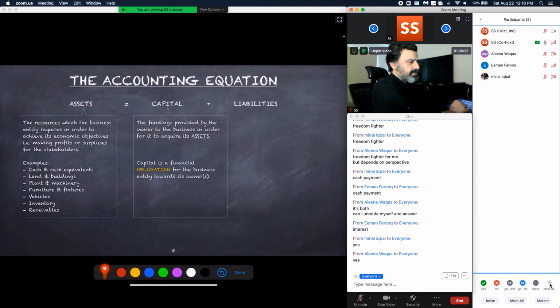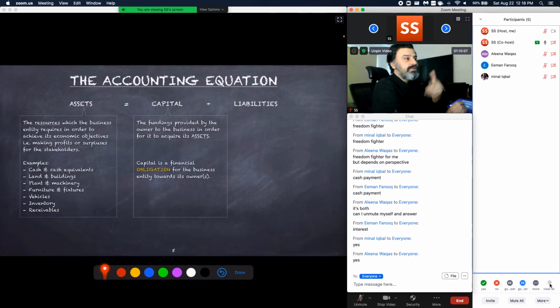It's not necessary that there is only one owner, there could be multiple owners, right? The point to understand is that capital is what you owe to your owner. An obligation is a commitment. When you commit to something, that means you owe your commitment to someone. So capital is a financial obligation. To simplify, capital is what you owe to your owner. You are the business entity. The owner has provided you with certain funds. So whatever funds the owner has provided you, you owe it back to your owner.